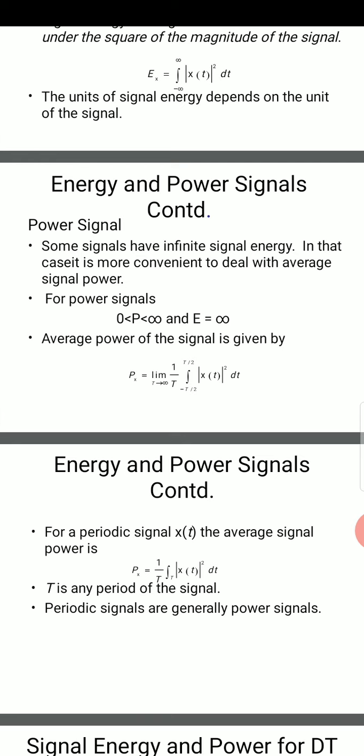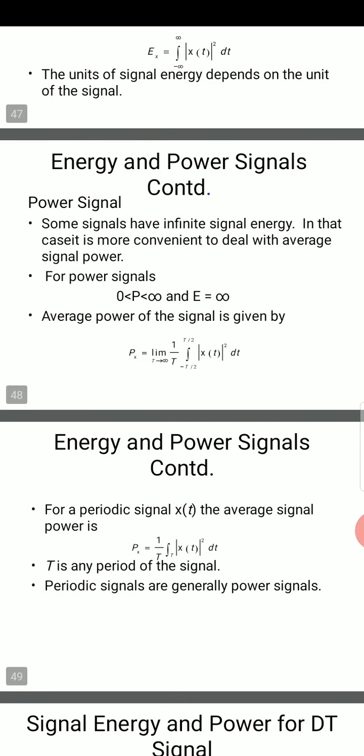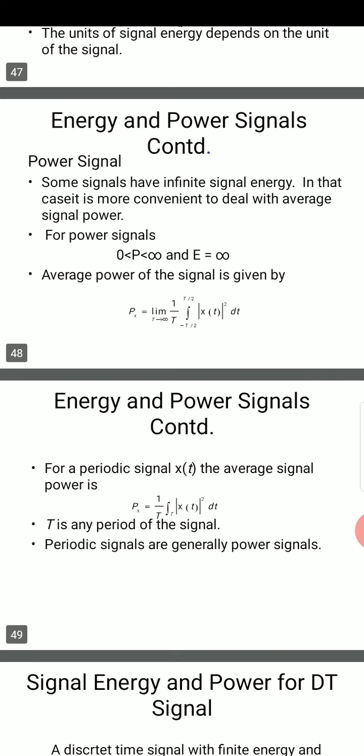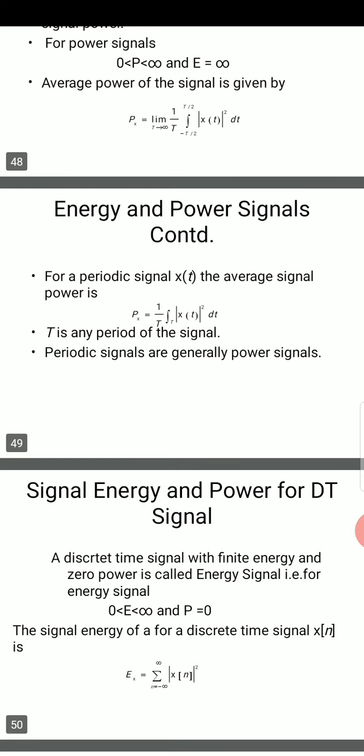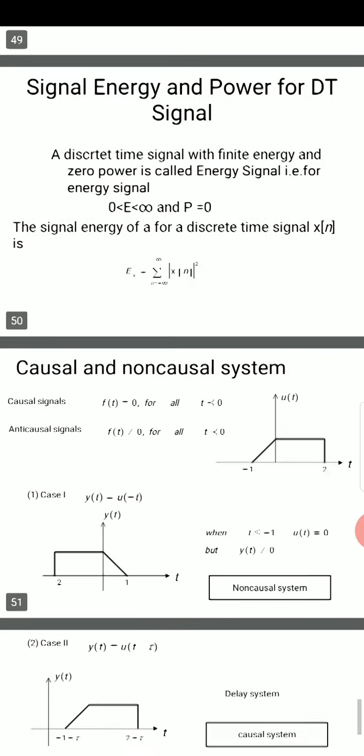For a periodic signal x(t), the average signal power is 1 by T times the integral of |x(t)| squared over one period, where T is any period of the signal. Periodic signals are generally power signals. Now signal energy and power for discrete time signals. The formula of energy is the sum from n equals minus infinity to plus infinity of |x[n]| squared, where the discrete time signal is x[n].